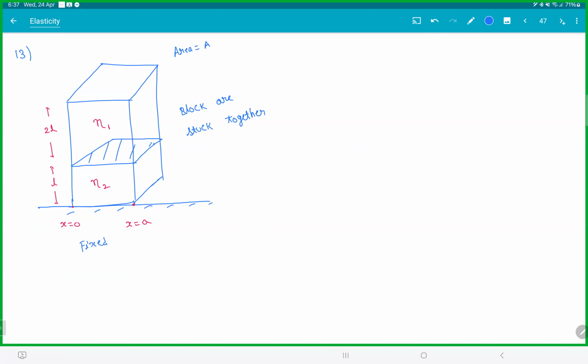You're getting it? So if you look at the side view, it would just look like this. There's a block on top of another block. Then what you did, you applied force on the lower block. Now the lower surface is fixed, it can't move.